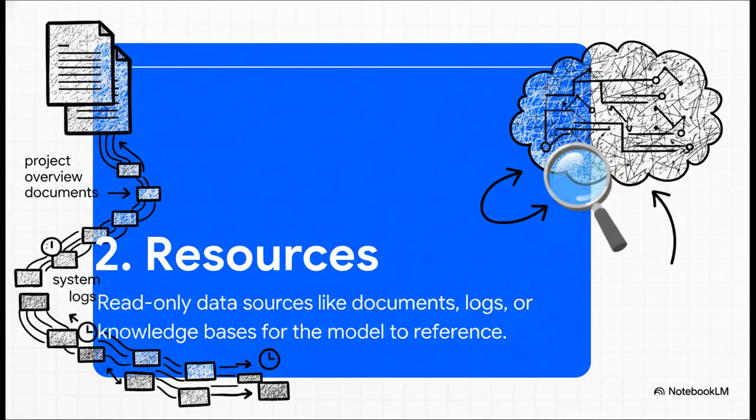Okay, next up we have resources. If tools are the verbs, then resources are the nouns. This is all the read-only information the model can look at to get context. So, for our travel AI, a resource might be a PDF of the user's travel history or a link to a knowledge base about airline policies. The key thing here is read-only. The AI can look, but it can't touch. It can't change a thing.